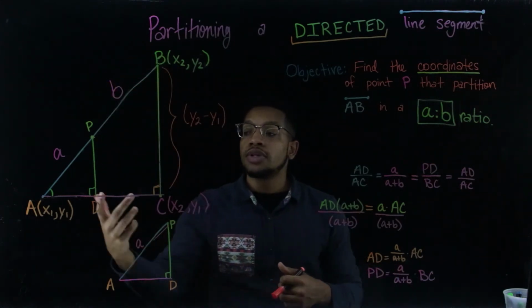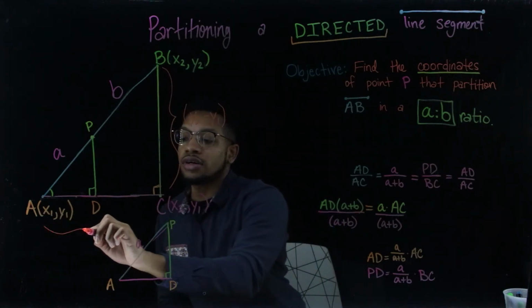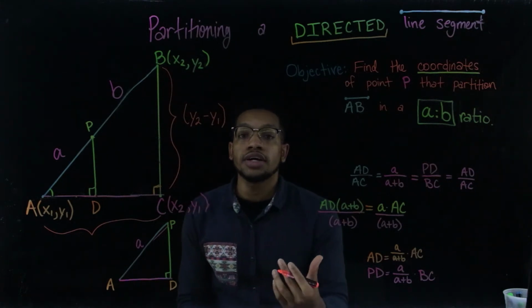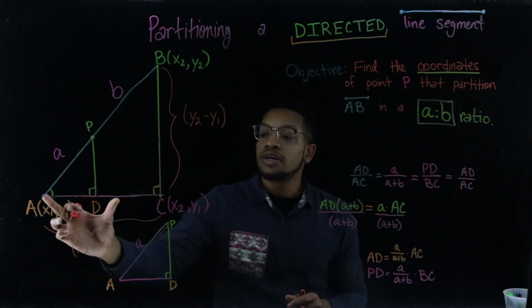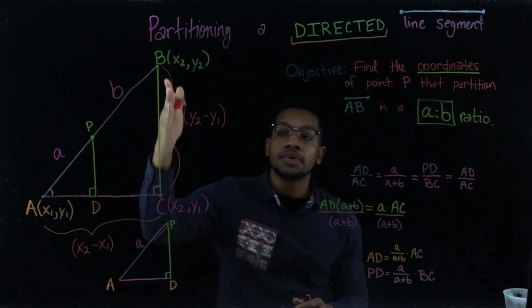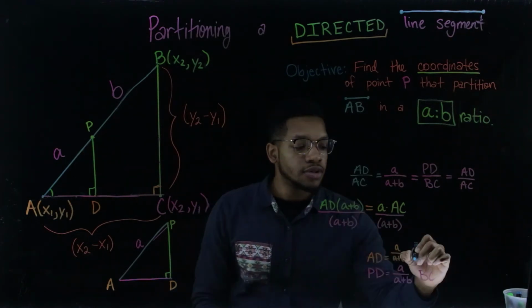And then the same thing with the X values. I know that this distance right here is going to be the difference of X values, which is X2 minus X1. So I can use X2 minus X1 to replace AC, and then I can use Y2 minus Y1 to replace BC in my expressions that I came up with.